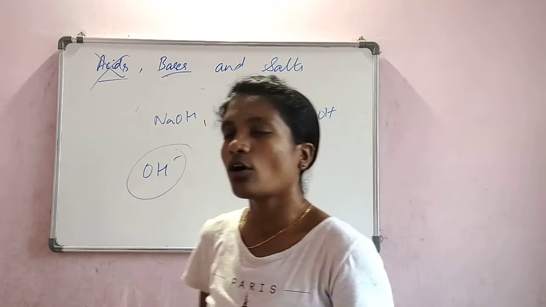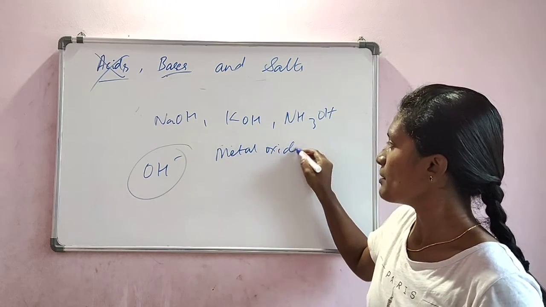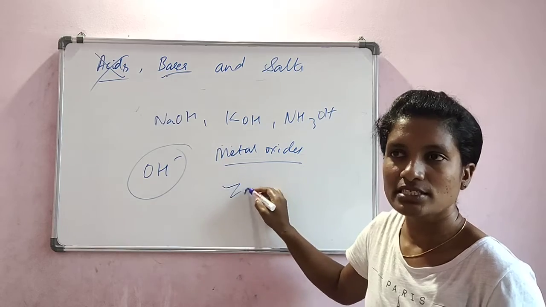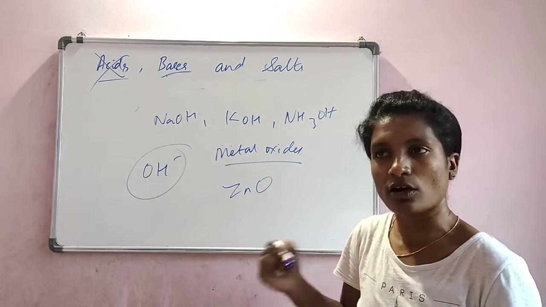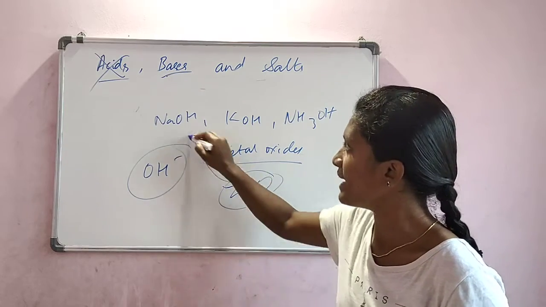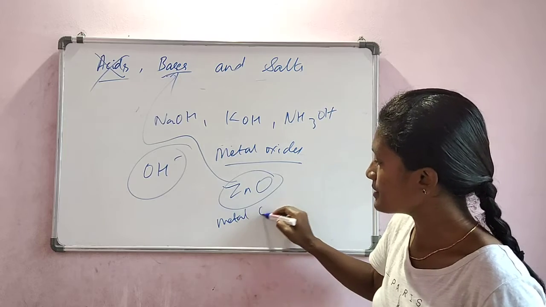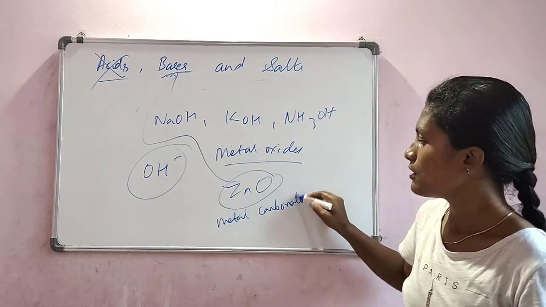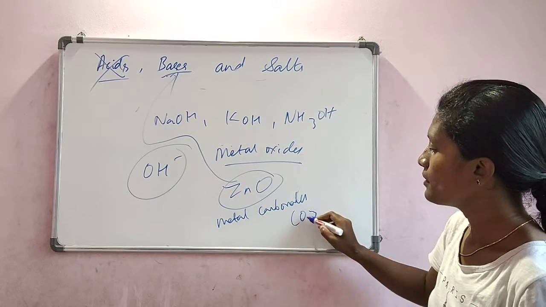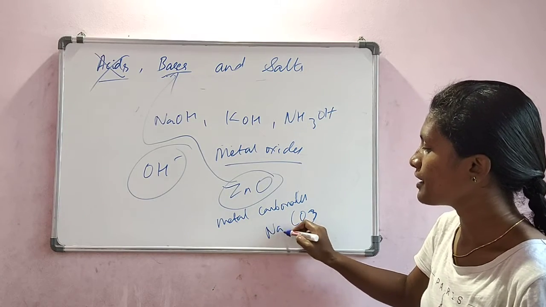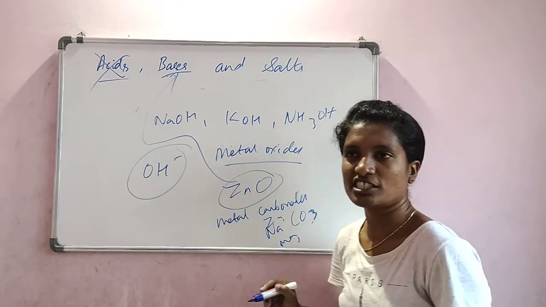Along with that, all the metal oxides are also called bases. What do you mean by metal oxides? Now Zn is a metal that combines with oxygen to form zinc oxide. So now this is a base. Similarly, all the metal carbonates are also bases. What is a metal carbonate? Carbonate is CO3. We add a metal like sodium or zinc or magnesium: zinc carbonate, sodium carbonate, magnesium carbonate.